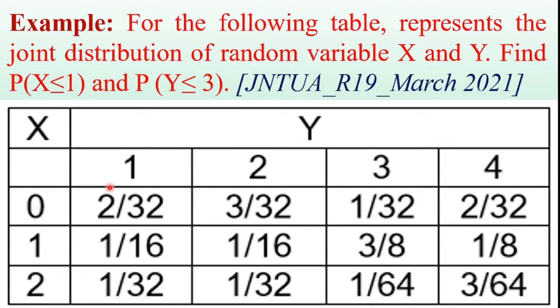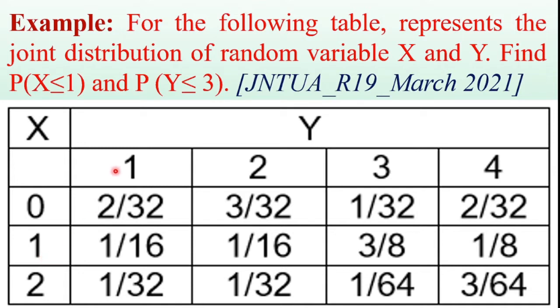X is equal to 0, y is equal to 1, probability is 2 by 32. X is equal to 0, y is equal to 2, probability is 3 by 32. X is equal to 0, y is equal to 3, probability is 1 by 32. X is equal to 0, y is equal to 4, probability is 2 by 32.